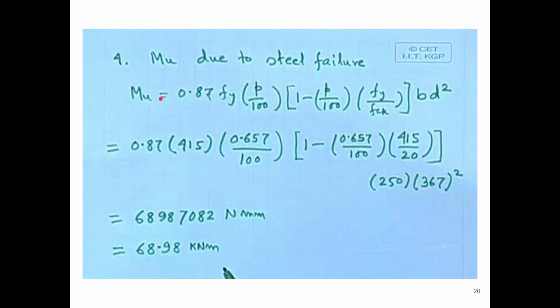Okay, so that means it will be 0.87 fy Ast into z. Substituting Ast and z, we get Mu equal to 0.87 into fy into p by 100 into 1 minus p by 100 into fy by fck into bd square. So this is the equation. Substituting fy as 415, p as 0.657, fck as 20, and b and d as 250 and 367 respectively, we get Mu, that is the moment carrying capacity, as 68.98 kilonewton meter.